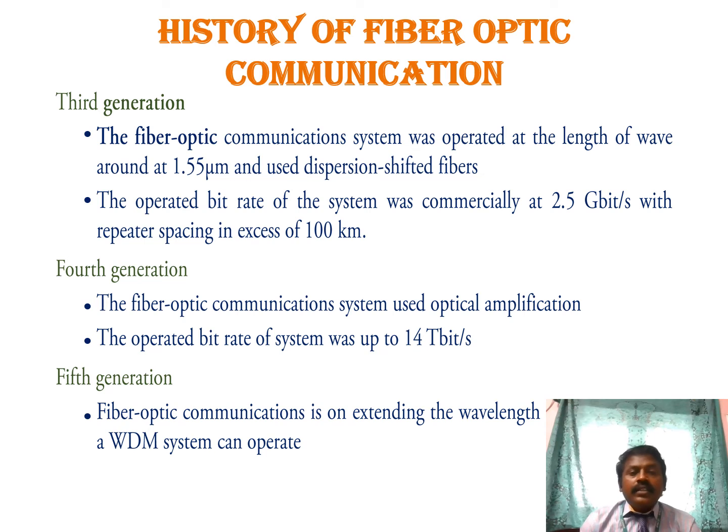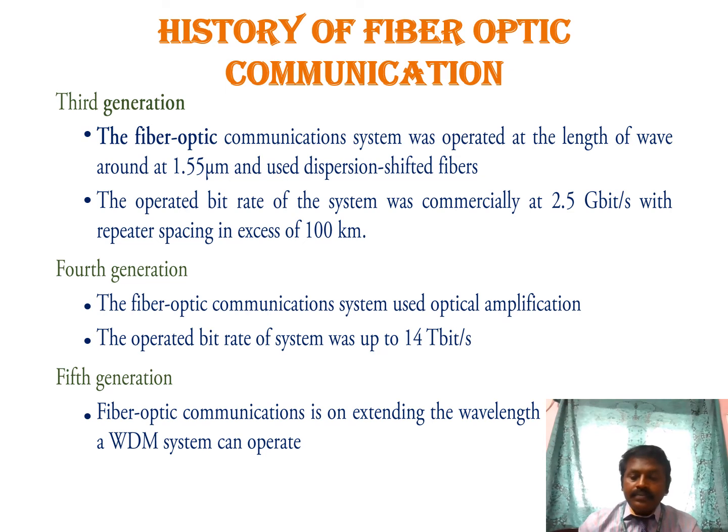Then the third generation, the fiber optic communication system was operated at a wavelength of around 1.55 micrometer. They used dispersion shifted fiber. The bitrate of the system was commercially 2.5 gigabits per second with repeater spacing in excess of 100 kilometers. Then the fourth generation came into picture, where they used 14 terabits per second data transmission by using optical fiber amplification. Then in the fifth generation, an important technique came into picture, that is wavelength division multiplexing. Wavelength division multiplexing is used to combine more than one signal and multiplex them onto a single fiber optic cable.